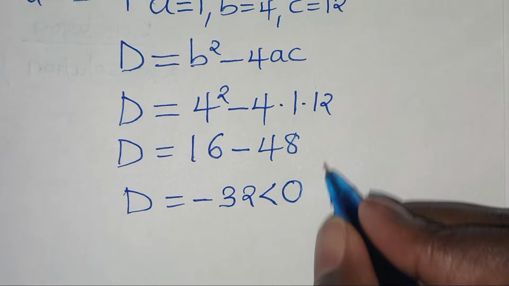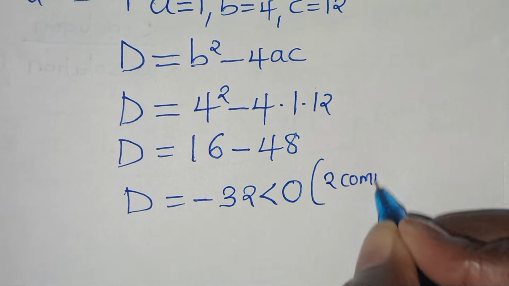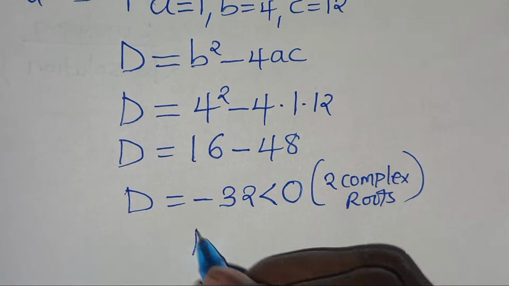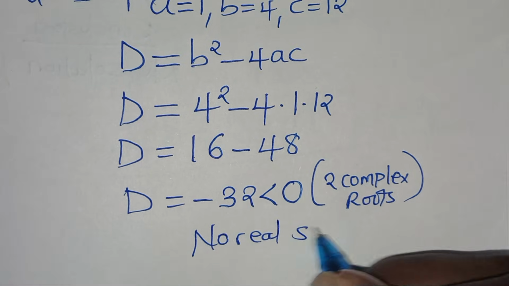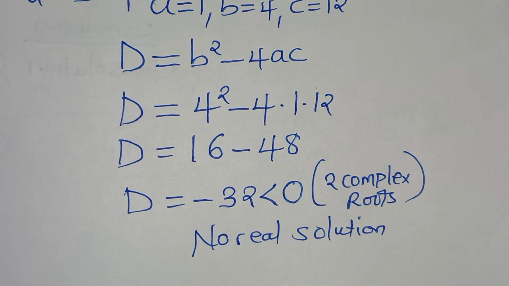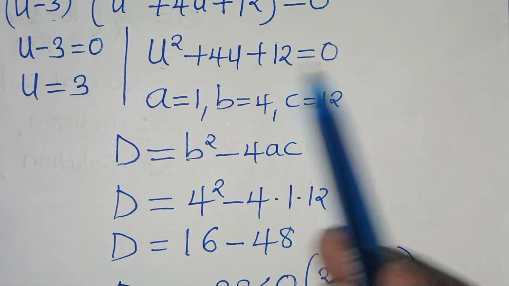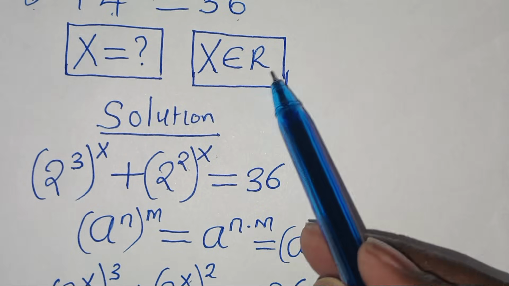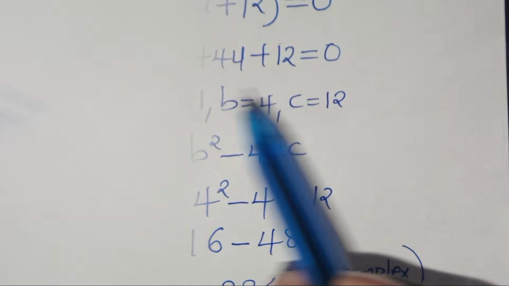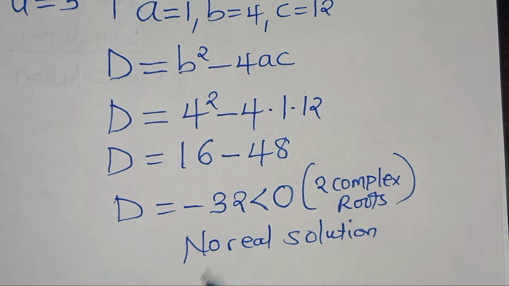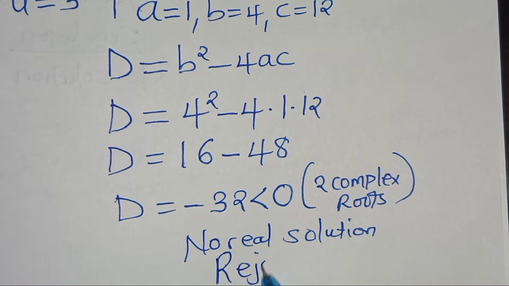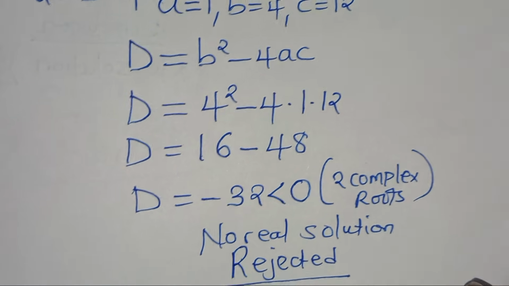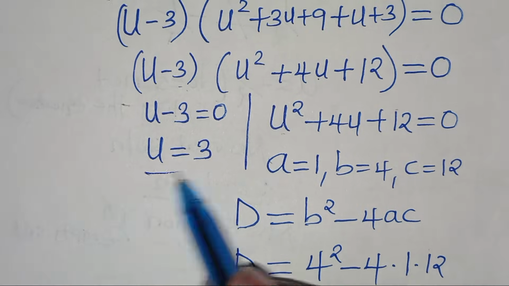What this means is that we have two complex roots here. And this implies that there is no real solution. There is no real solution that can be obtained from this quadratic equation. And given that x is an element of real numbers, this means that the quadratic equation here is rejected. Now, let's proceed with u, which is equal to 3.